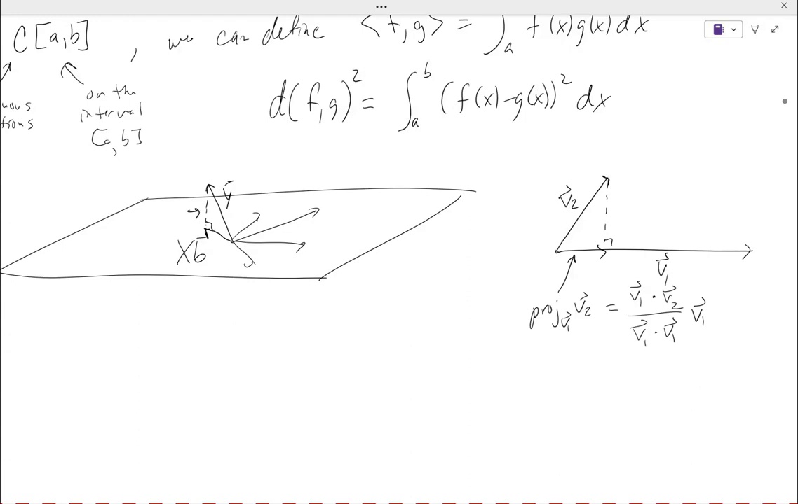You do the dot product of the two vectors over the dot product of the vector you're projecting onto with itself, times the vector that you're projecting onto. In particular, notice what this format looks like. I take the dot product of the vector that I'm projecting, the one I'm projecting onto, on the top. And then we also divide by the square of the length of the vector that we're projecting onto. Okay. All right. So that's our idea.